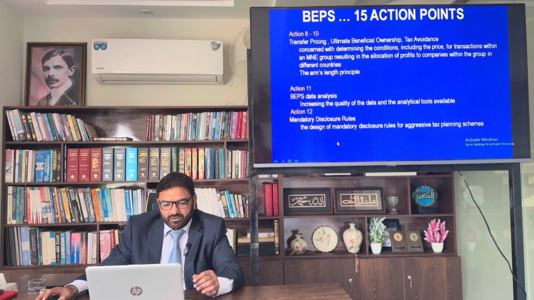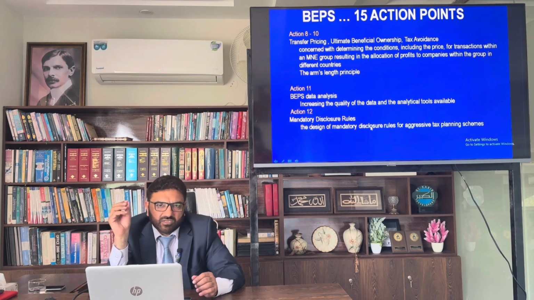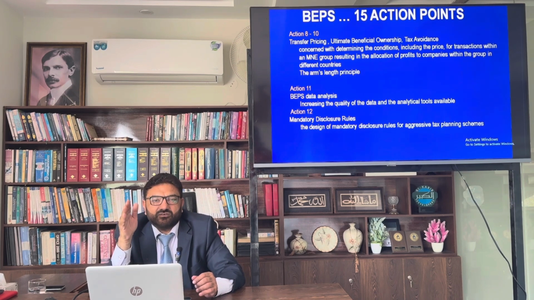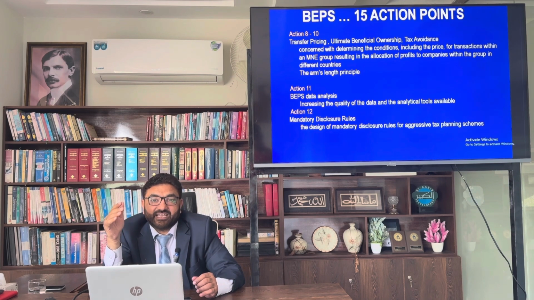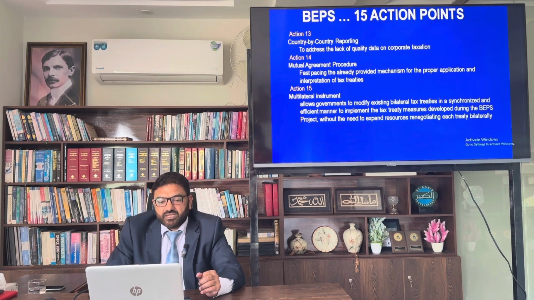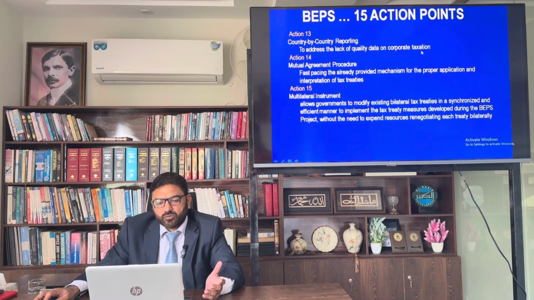And Action 12 is the mandatory disclosure rule. The design of mandatory disclosure rules for aggressive tax planning schemes, because they avoid taxes aggressively. They go to the edge of tax avoidance and even start tax evasion. That is Action 13, country by country reporting. It addresses the lack of quality of data on corporate taxes, as I explained earlier.